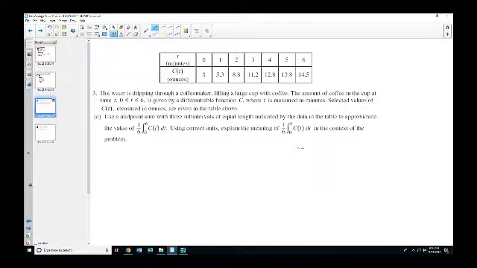Hot water is dripping through a coffee maker, filling a large cup with coffee. The amount of coffee in the cup at time t from 0 to 6 is given by a differentiable function c, where t is measured in minutes. Selected values of c of t, measured in ounces, are given in the table above.